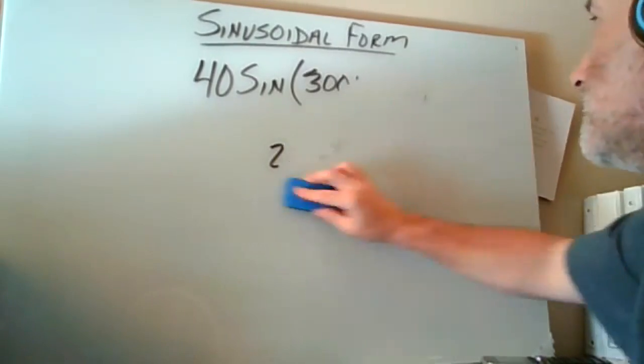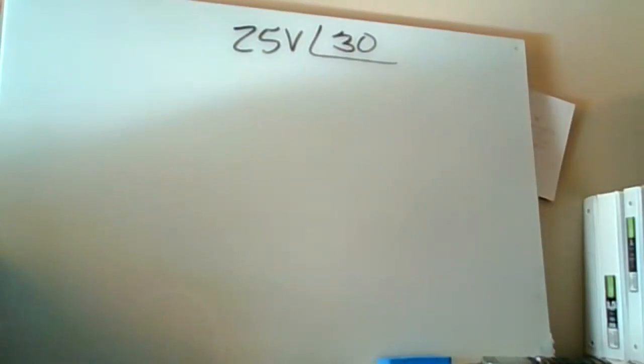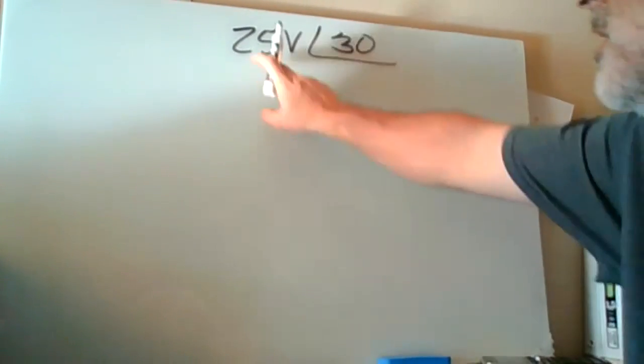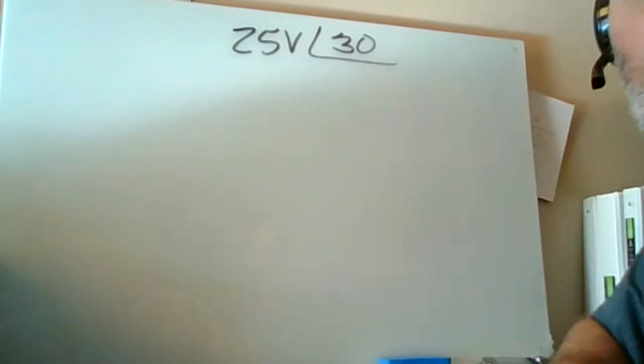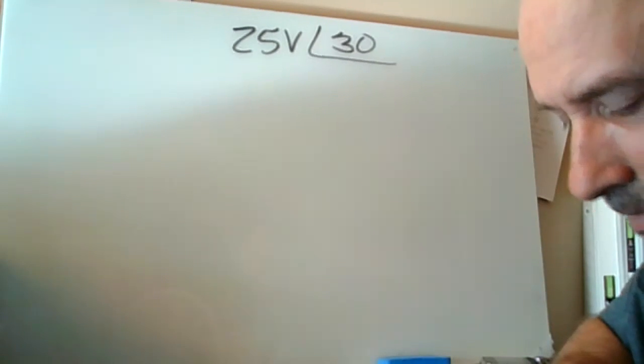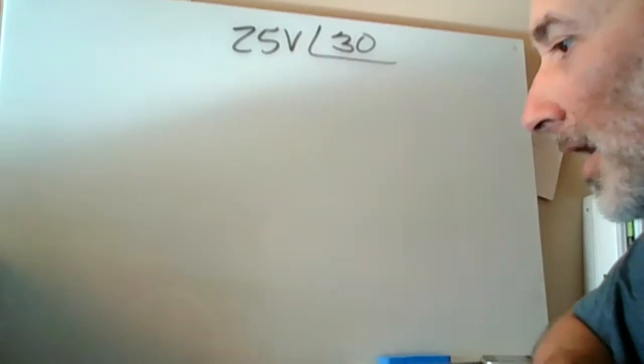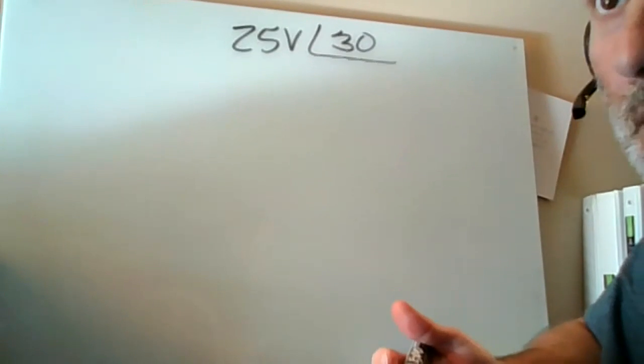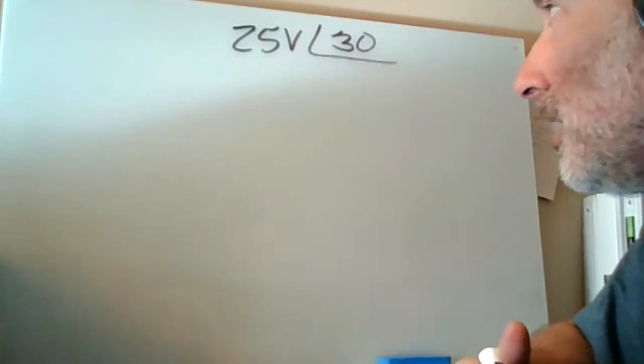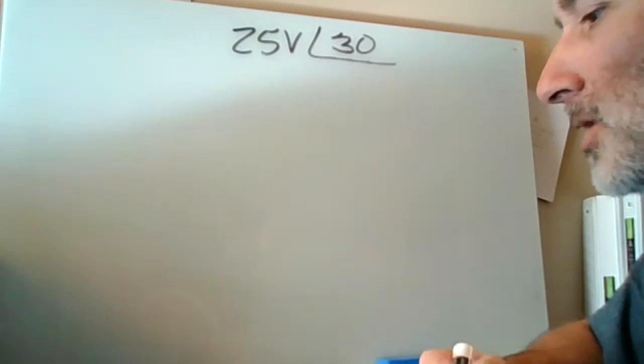Okay? So let's do a phasor to sinusoidal. Say I had 25 volts at an angle of 30. How do I convert that to sinusoidal? Well, that 25 is what type of voltage? VRMS. My sinusoidal has what type of voltage? Volts peak. How do I get from VRMS to peak? Multiply by the square root of 2.